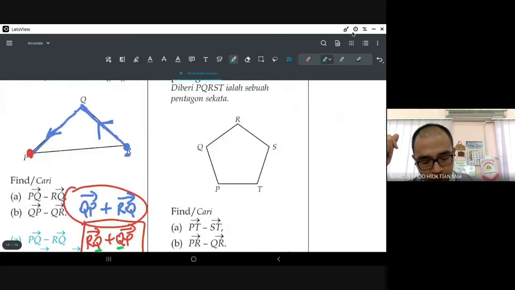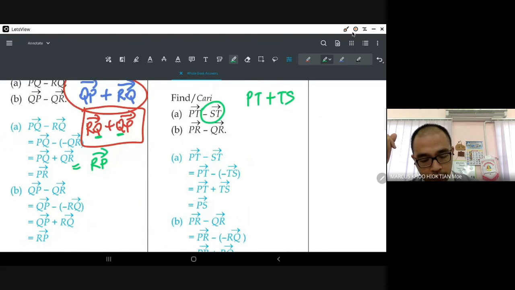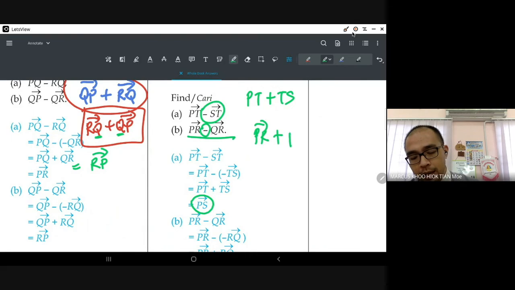Okay, the last one, PTST. Ini pun sama. When we change this, PT plus TS. So, the short form is PS. Okay, ini pun sama. Negative QR. When we change it, PR plus RQ.